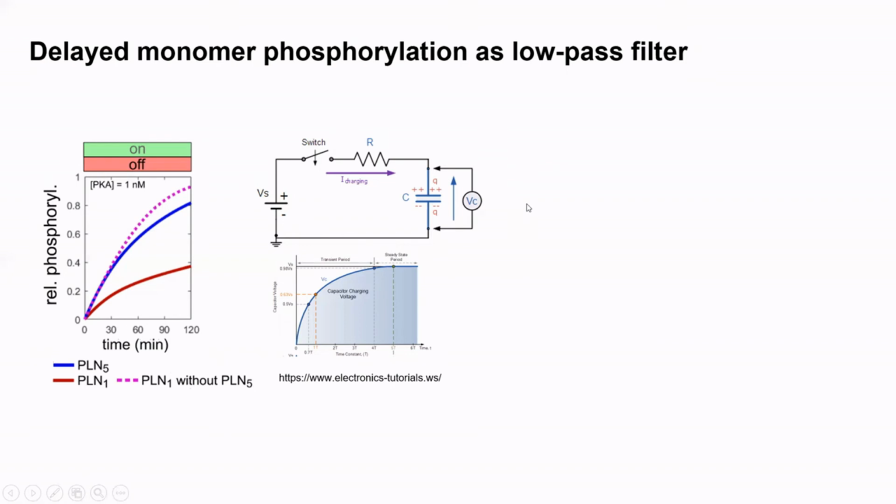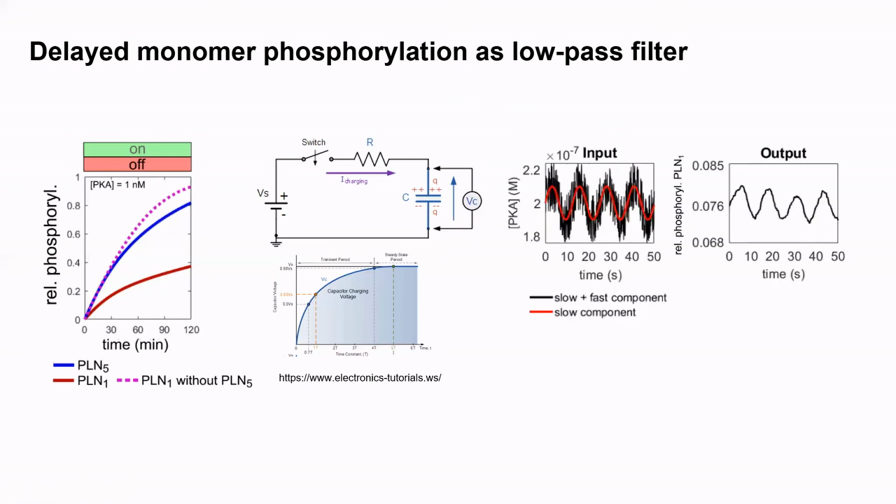So that means if you subject these to signals of different frequencies, then high frequency signals will be effectively filtered out, and all the lower frequency signals will be passed on. And I was wondering whether phospholamban pentamers, or the phospholamban network in general, also has such noise filtering features.